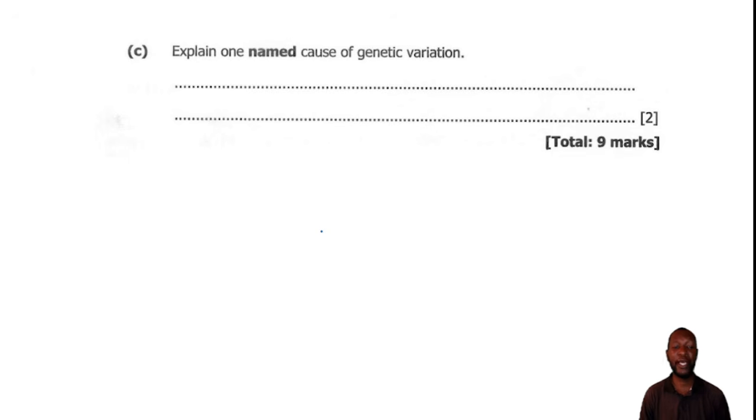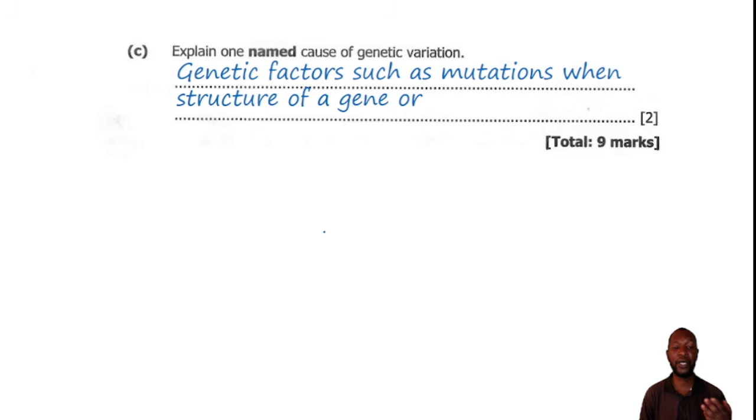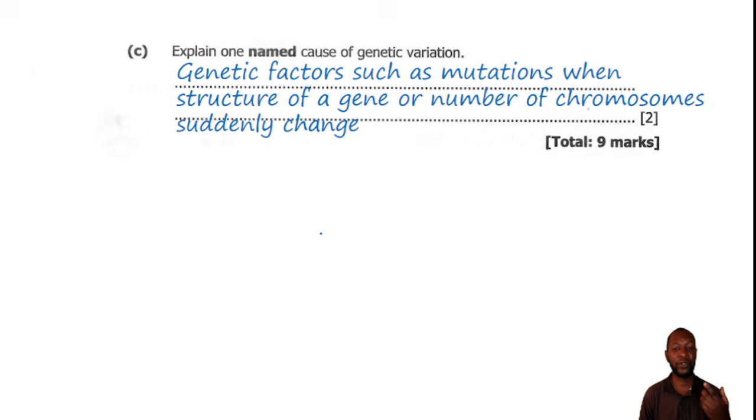Part C, explain one named cause of genetic variation. Variation can be caused by genetic factors such as mutations where structure of a gene or number of chromosomes suddenly change. So this was the answer to part C. So these were generally the answers to question number 5. Question number 5 is the last question in section A.